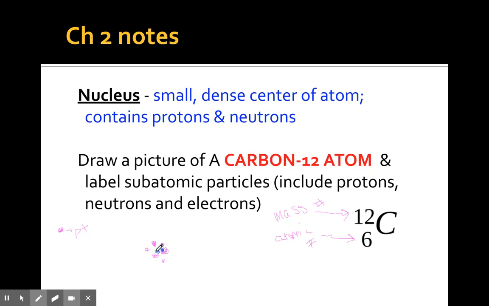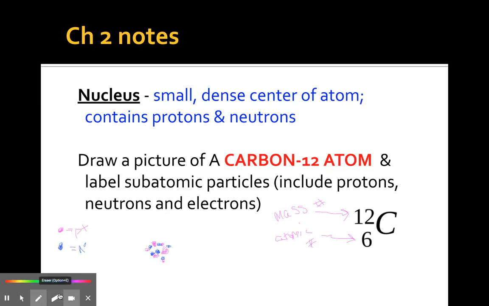So to find neutrons, before I start adding neutrons, protons and neutrons will add up to equal this mass number. So since we have 6 protons, we are also going to have 6 neutrons in this case. So here's 1 neutron, 2 neutrons, 3 neutrons, 4 neutrons, 5, and 6. So that equals my neutrons.